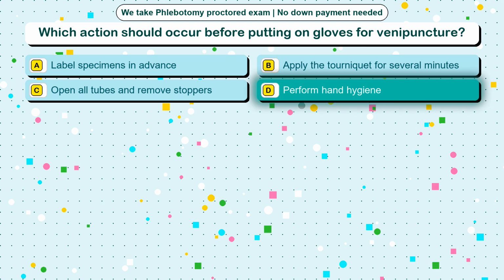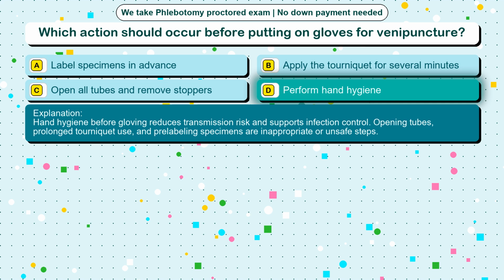The correct answer is option D. Perform hand hygiene. Hand hygiene before gloving reduces transmission risk and supports infection control. Opening tubes, prolonged tourniquet use, and prelabeling specimens are inappropriate or unsafe steps.